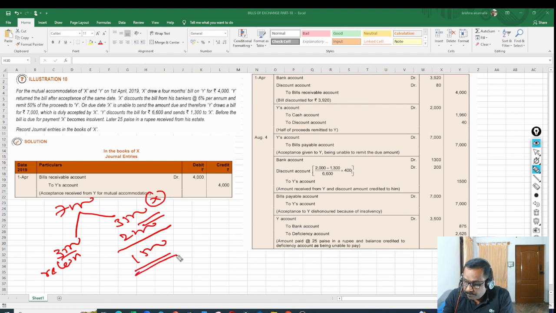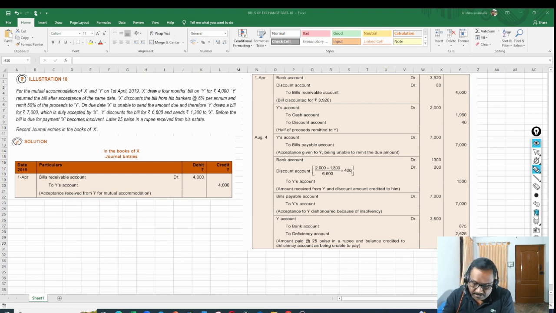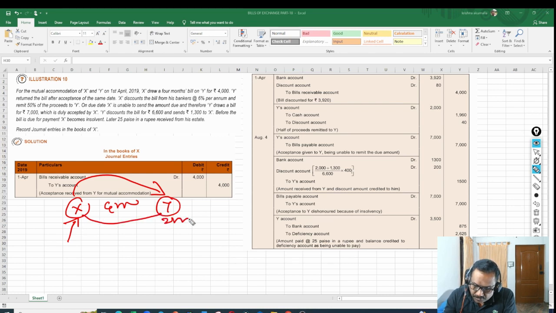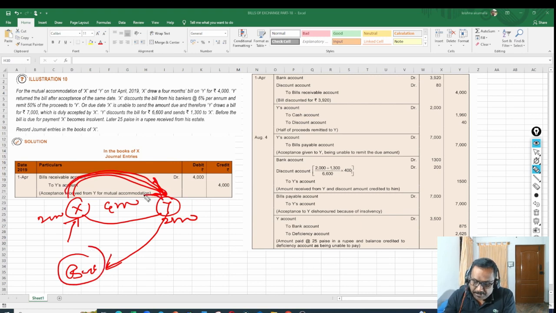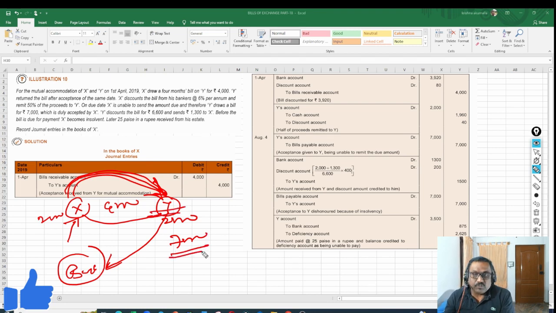Guys, this is very, very important. Once again, I'll explain. First, X wrote a bill on Y for 4,000. Y discounted the bill and paid 2,000 rupees to X and retained 2,000 rupees. On the due date, X is supposed to pay this 2,000 rupees to Y so that Y can pay this amount to the bank. But X did not make the payment to Y. So Y wrote a bill for 7,000, and Y discounted this 7,000 bill.